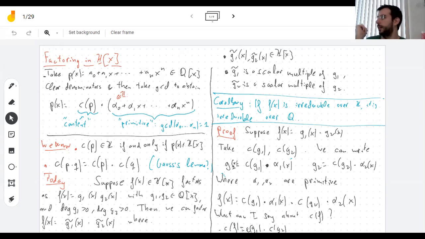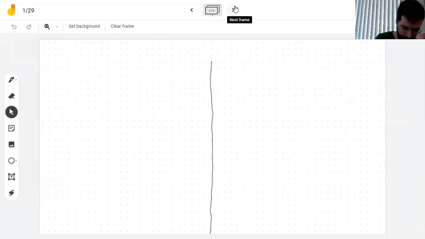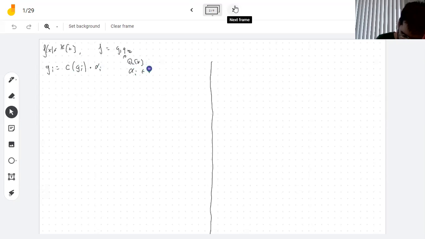could the content of G1 be 1/2 and the content of G2 be 2/3? So the content of f in this case would be the product of the two numbers I just said, which is 1/3. Wait, I'm gonna move the slide and rewrite what I have. So I'm saying f of x is a product of two polynomials in Q[x]. I wrote qi for each i. It's equal to its content times some primitive alpha i. And I know the content of f is the product of these two numbers.